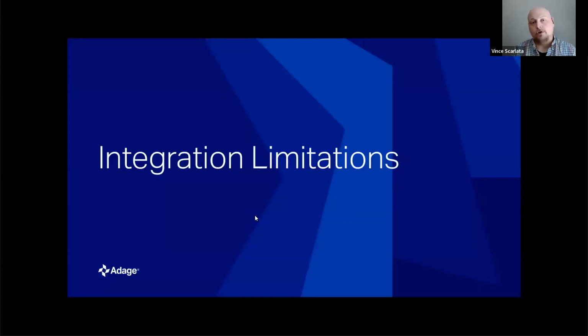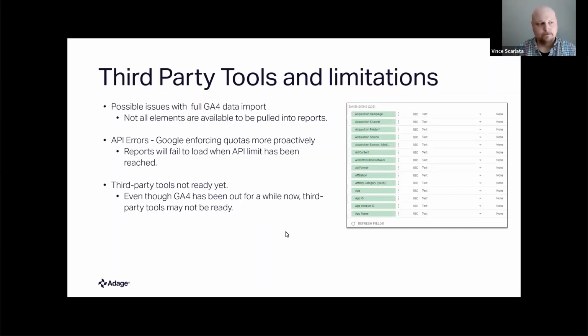The next couple of items that we're going to show are about integration limitations. So, third-party tools and limitations: we have possible issues with full GA4 data import, right? For Looker Studio, which is kind of odd only for the sheer fact that Google owns Looker Studio along with GA4, not all of the events and elements are available to be pulled into the reports within Looker Studio. This is an API issue where not all of the items are actually being sent over, because as they're working on GA4, they're just not updating those items.